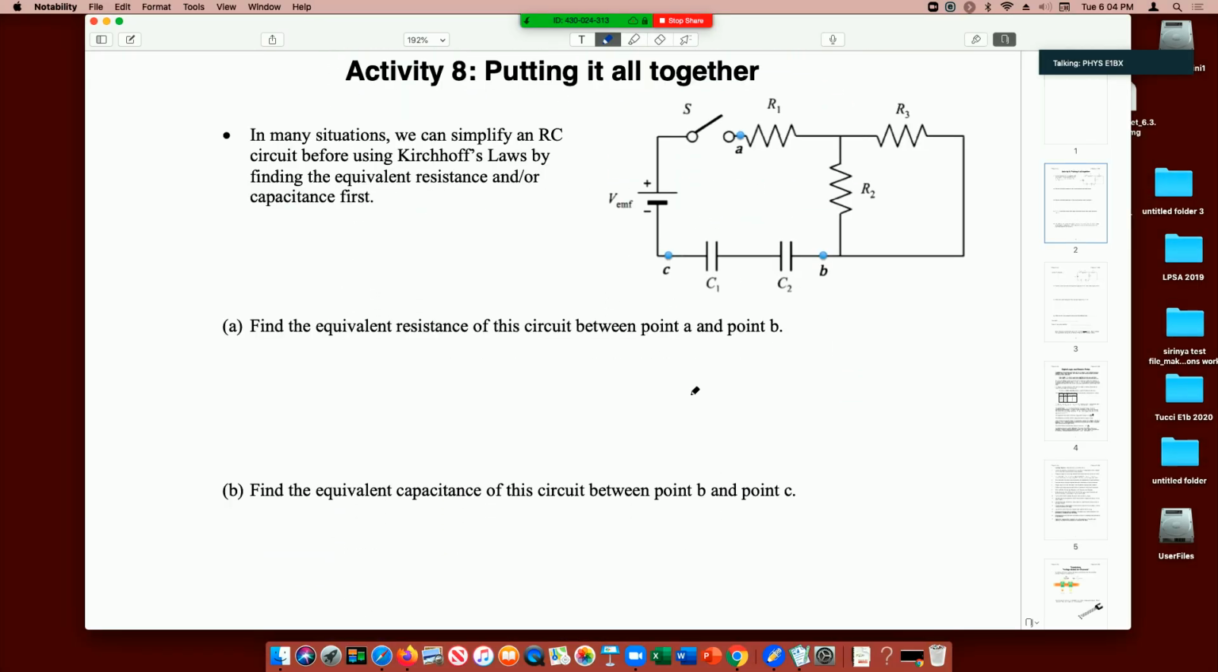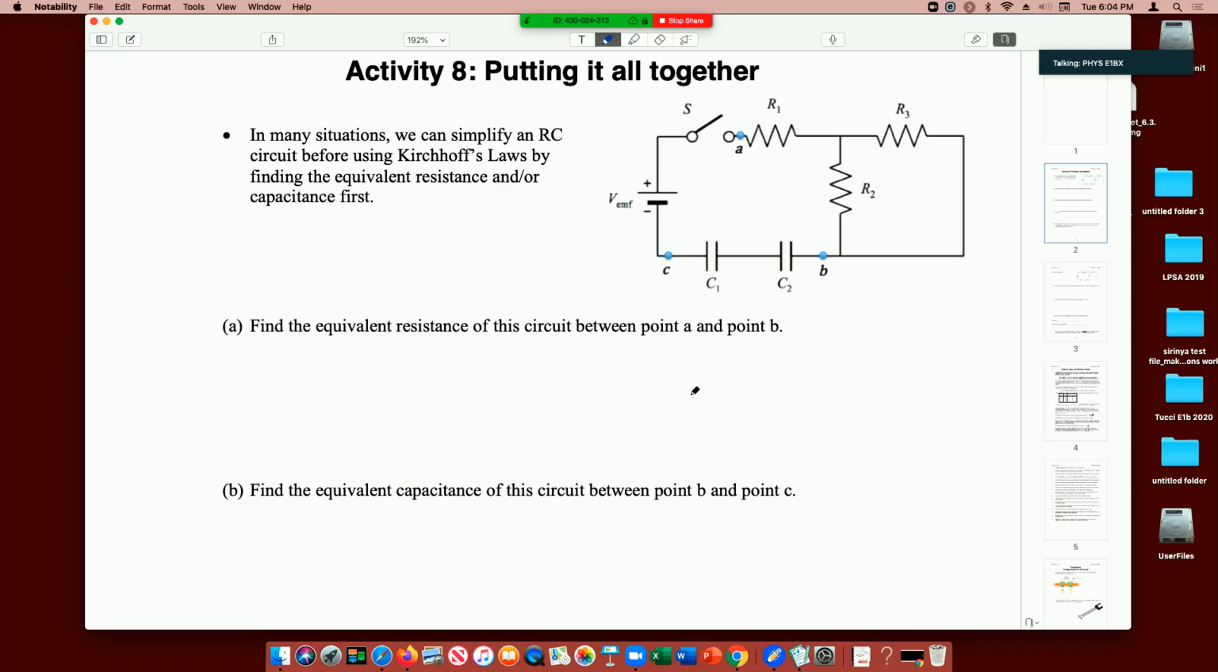Okay, that's charging a capacitor, and exactly what it means for a capacitor to be fully charged, and how the dynamics of that work. We left off here with activity 8, pulling it all together. I don't know if you had a chance to actually try this, but let's do this together. This is just finishing up where we left off.